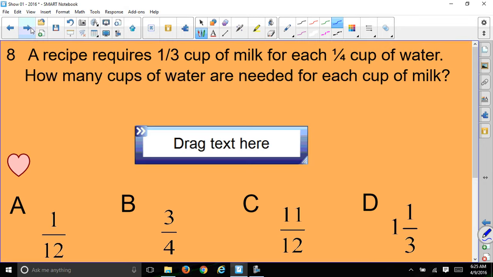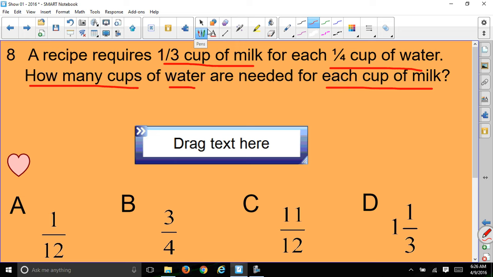All right, here's where we last left off. A recipe requires 1/3 cup of milk for each 1/4 cup of water. That seems important, so I'll take a second to underline that. So 1/3 cup of milk for 1/4 cup of water. How many cups of water are needed for each cup of milk?